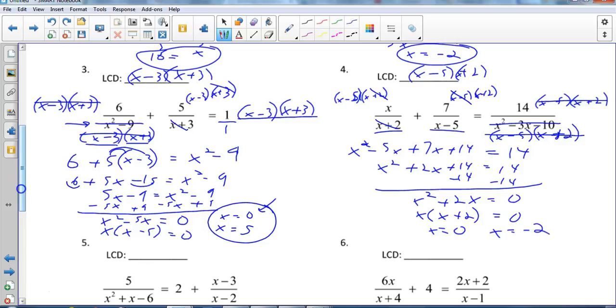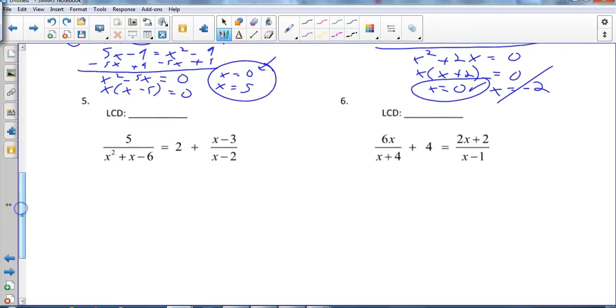Now I plug those in. 0 plus 2 is 2. 0 minus 5, negative 5. 0 squared minus 0 minus 10 is negative 10. Check. That answer works out. Negative 2. First off, I'm busted. Negative 2 plus 2 is 0. Extraneous. So my only answer is 0.